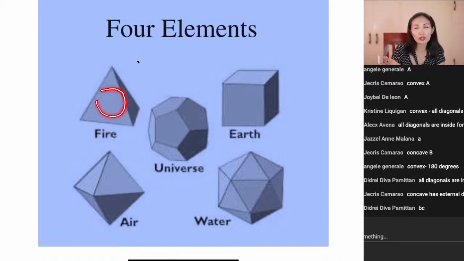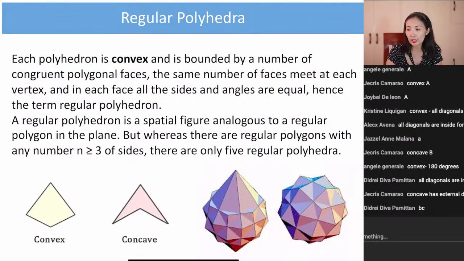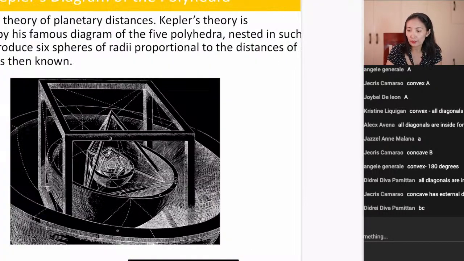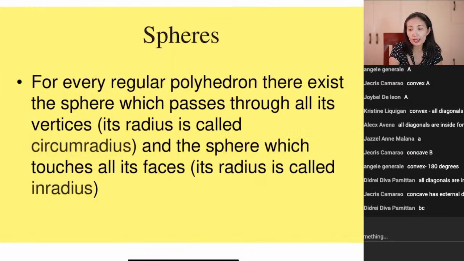So there are two spheres here, therefore there are two radii that we are looking into. So what's the difference between circumradius and inradius? The circumradius is the radius of the sphere which passes through all the vertices, whereas the inradius is the radius of the sphere that touches all the faces. Take note that face and vertex are different.